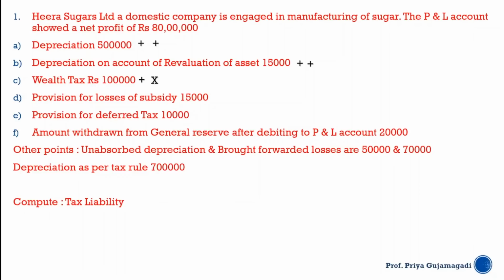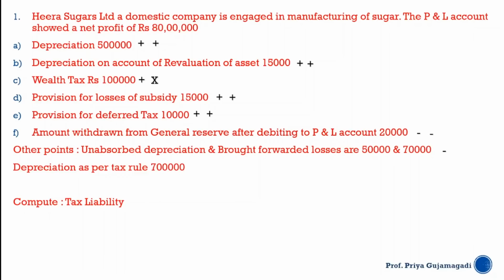Provision for losses of subsidiary 15,000, we will add it in normal provision and we will add it in book profit also. Provision for deferred tax 10,000, we will add it in normal provision. Next, amount withdrawn from general reserve after debiting to P&L account. As I said, any reserve withdrawal is there, then we have to deduct it. Unabsorbed depreciation and brought forward losses, we have to minus them, but it is different for normal provision and book profit. I'll explain that while solving the problem.